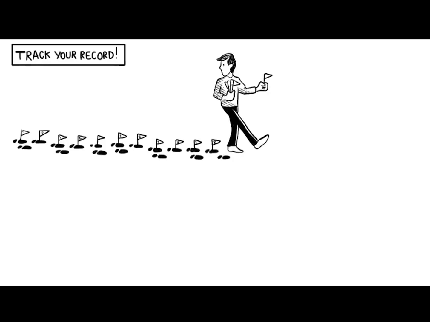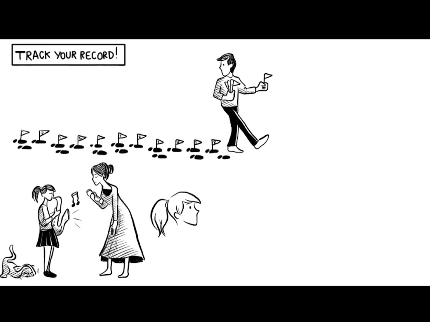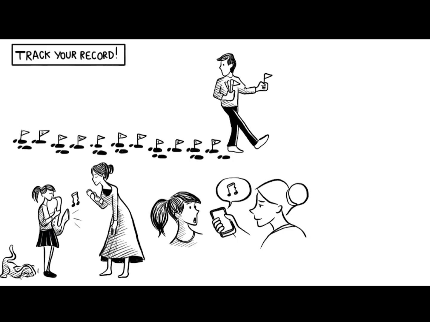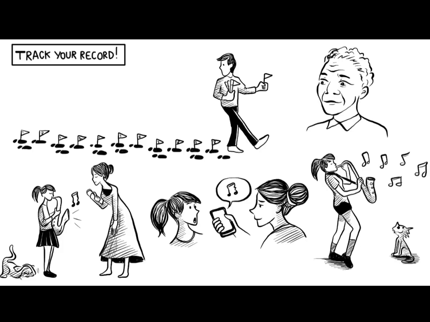Track your record. Records show us where we are coming from. They indicate progress. Good music teachers record the students' first lesson. 1 year later, they show their students what they recorded. Most are amazed how much they progressed. As Nelson Mandela said, it always seems impossible until it's done.